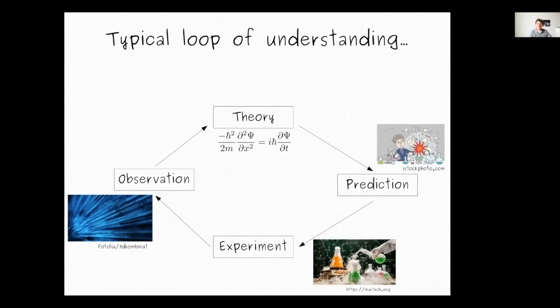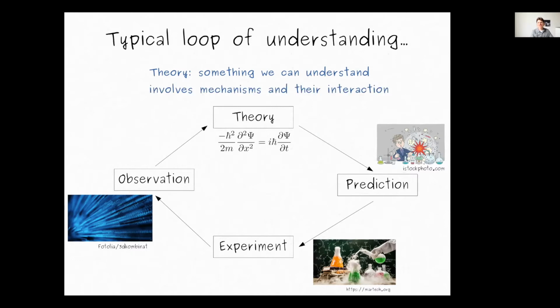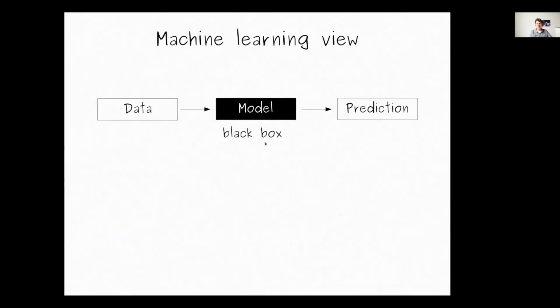And the machine learning perspective on this: the theory is something that we can understand, right? And that typically involves mechanisms and how things are interacting and so on. So that's really nice. Now, in recent years, we have seen the success of machine learning that has a different perspective, namely that you throw in data, you have some kind of black box model, and it makes some predictions. The goal is to make as good predictions as possible, but you don't really care what's inside of this box.